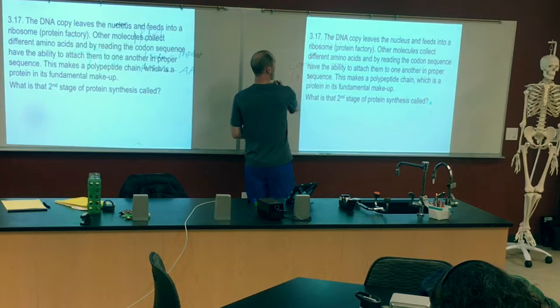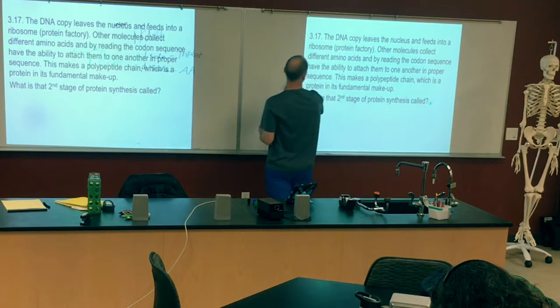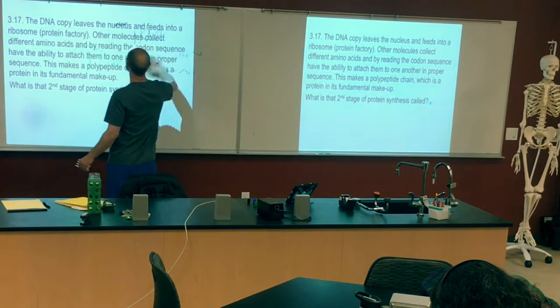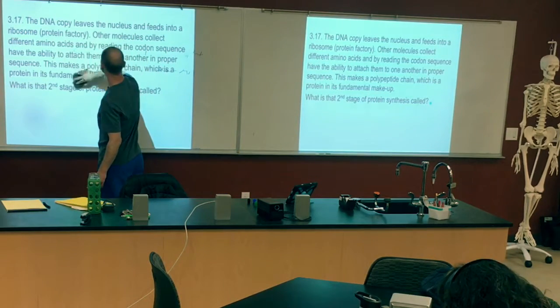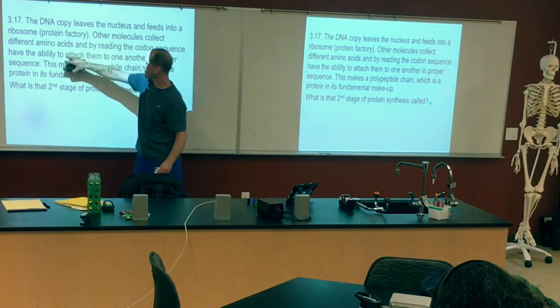So the DNA copy, once it's done, which is the RNA, leaves the nucleus and feeds into the ribosome, which is the protein factory. Then the other molecule, which we talked about, is the tRNA here. This is the other molecule.